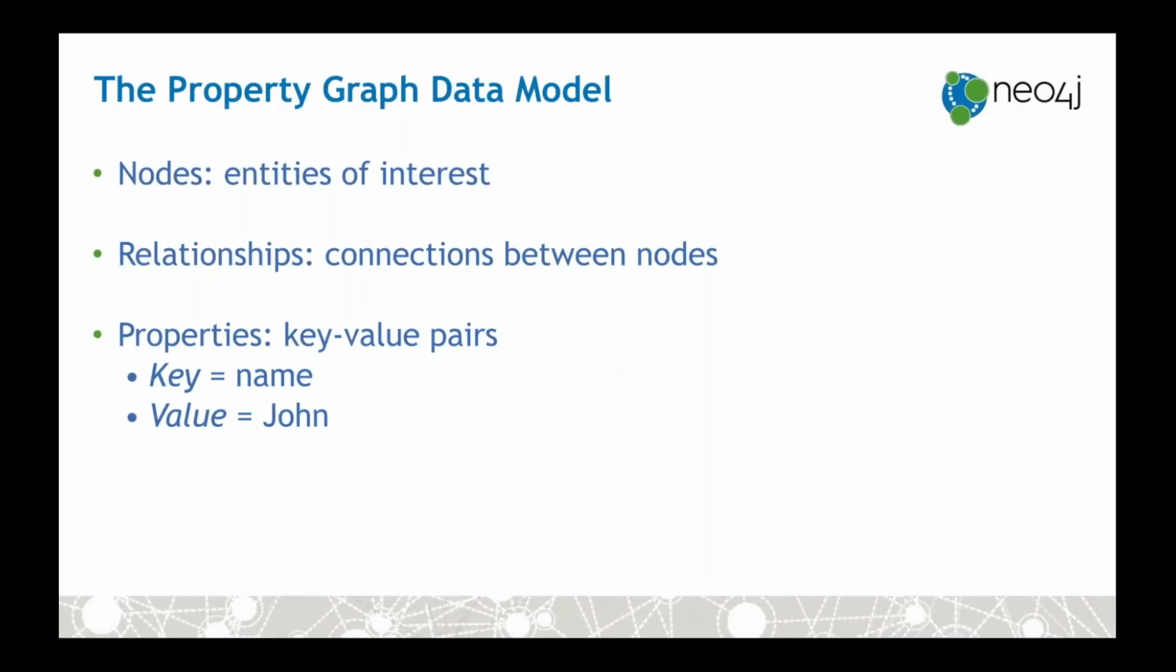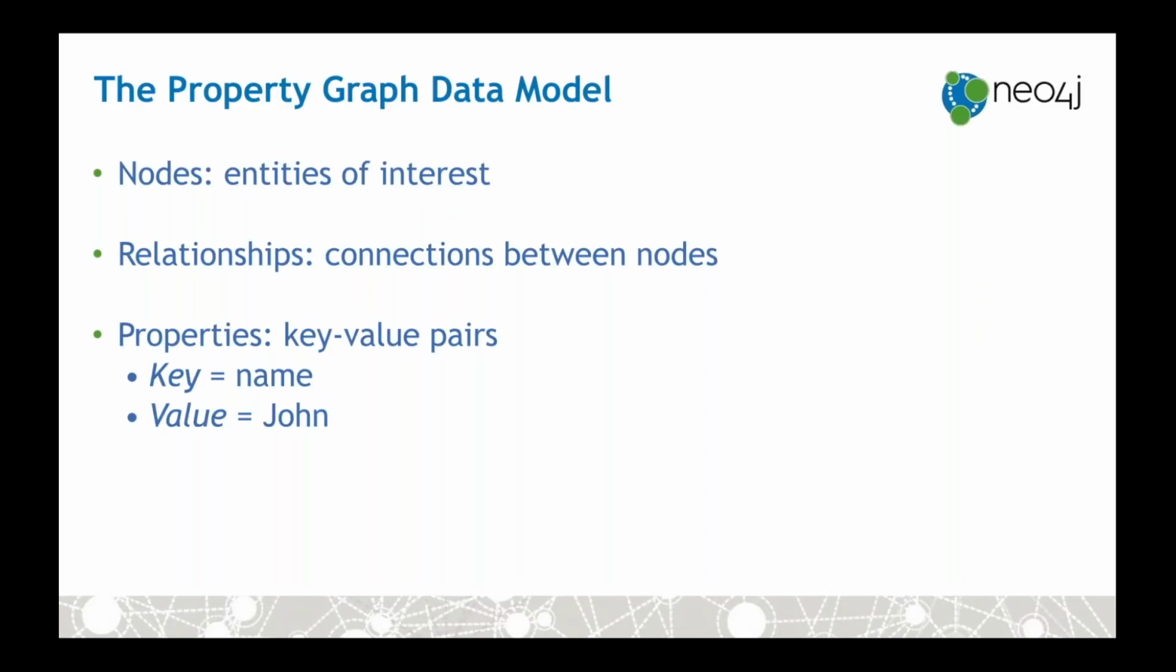So to begin with the property graph data model, this is comprised of three constructs, if you like. The first is a node, and that is any entity of interest in your domain. This can be a person, a car, a building, etc. A relationship is then a connection between these nodes. So a relationship, for example, can model the fact that a person lives in a building.